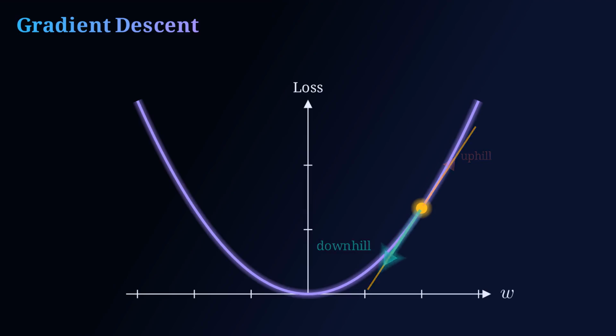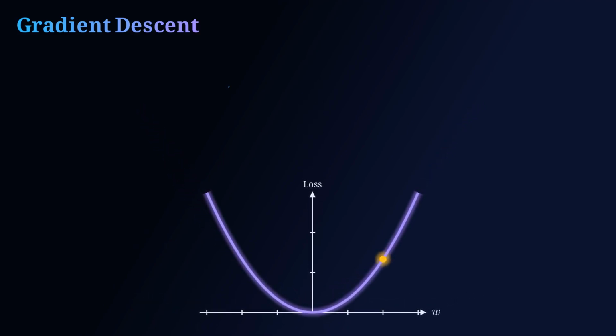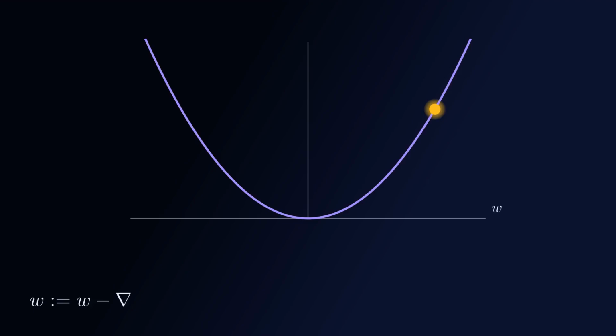Let's turn that into an actual rule for updating W. We take our current W, and we move it a little bit in the downhill direction. In symbols, the new W equals the old W minus the slope. That minus sign is doing all the work, flipping uphill into downhill. But there's a problem with taking the full slope as our step. If the slope is steep, that step could be enormous, hurling us clear across the valley and up the other side. We need a way to control how big our steps are, so we introduce one more ingredient, a small number that scales the step down.